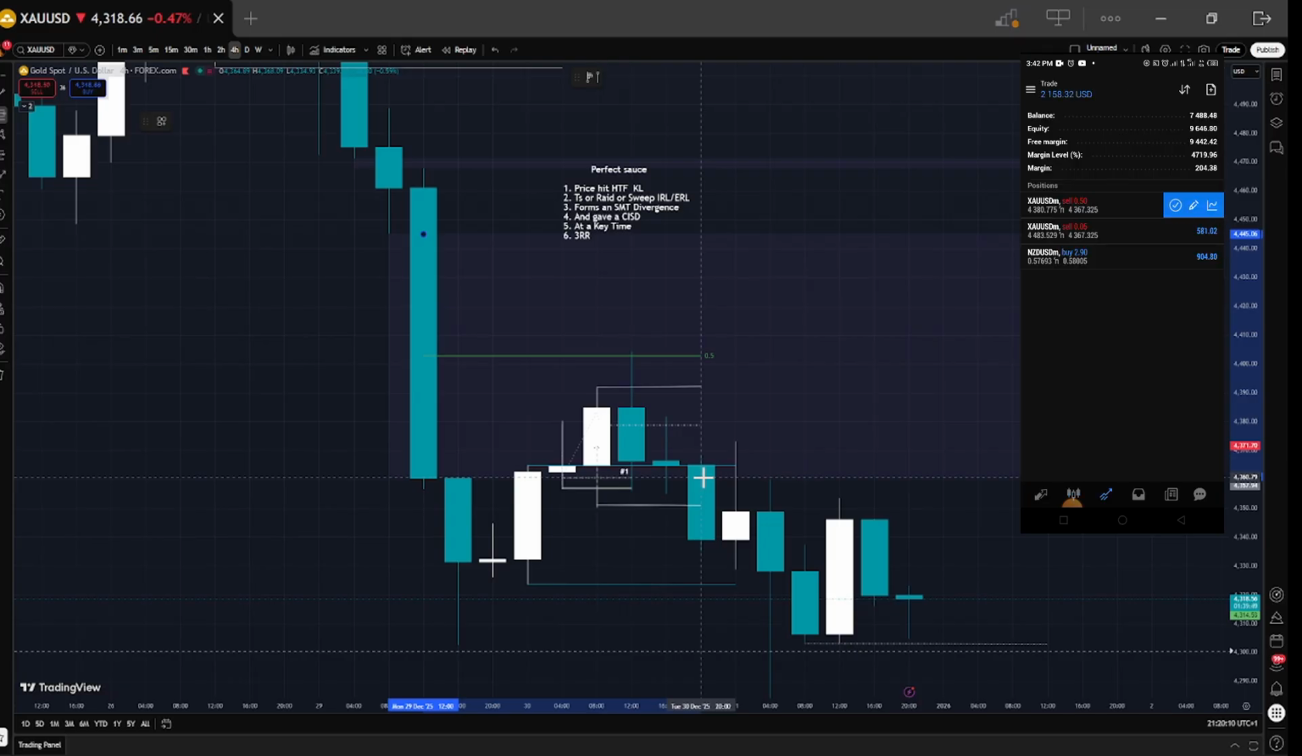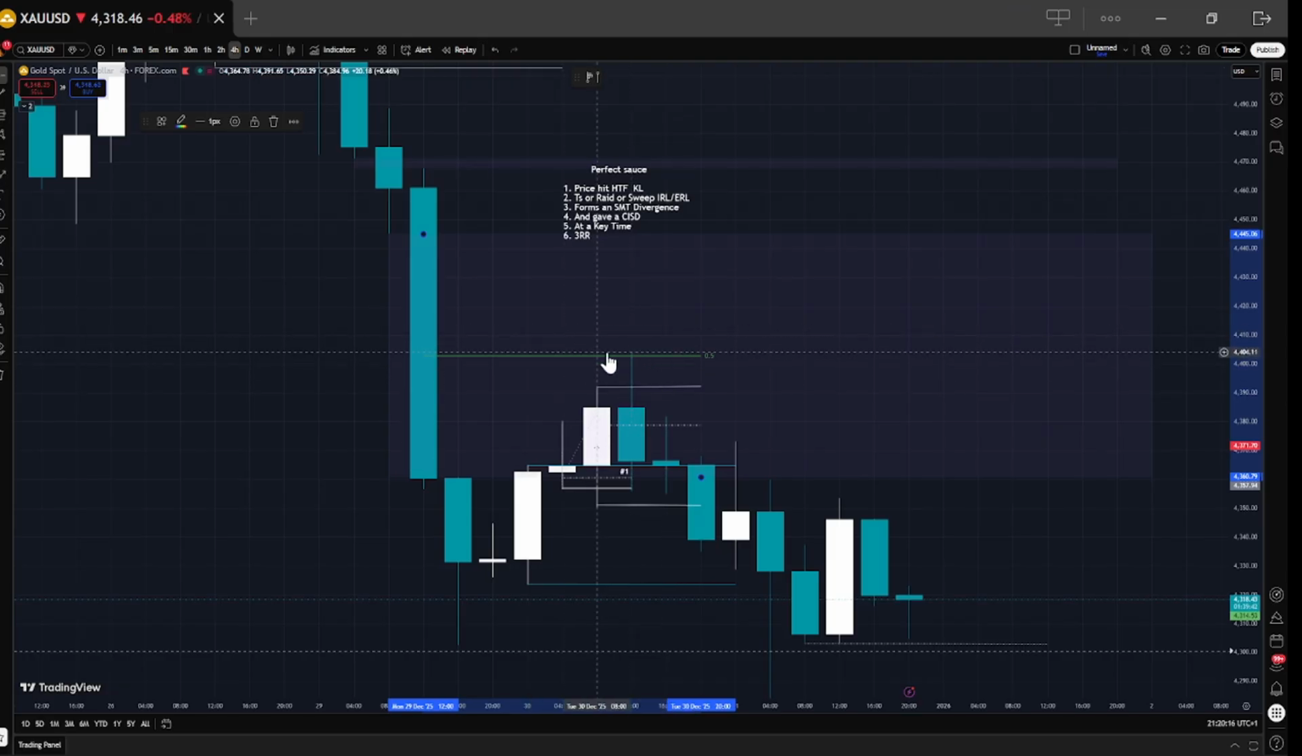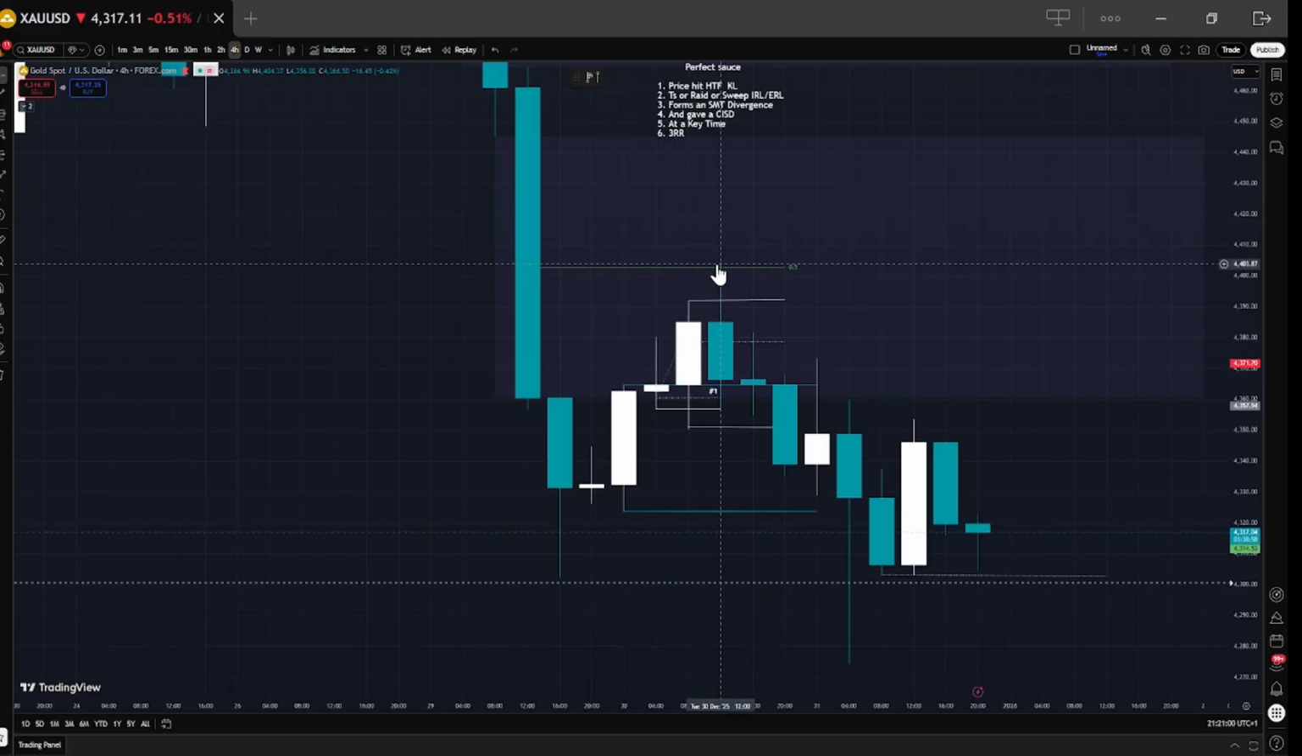Look at that. The halfway point, which is referred to by ICT as the consequent encroachment of this inefficiency, this gap here. Now, this is one reason why I believe the market is not random. The halfway point of this particular inefficiency, this drop, this displacement, turned out to be the level that sent price down. It's more like a catalyst here. It's referred to as the consequent encroachment by the ICT.